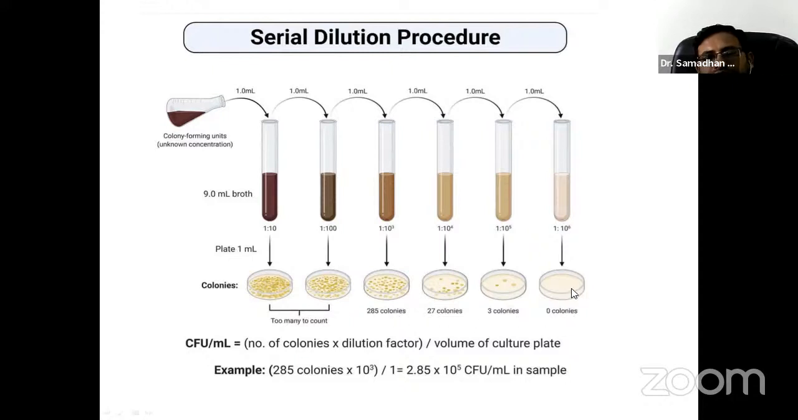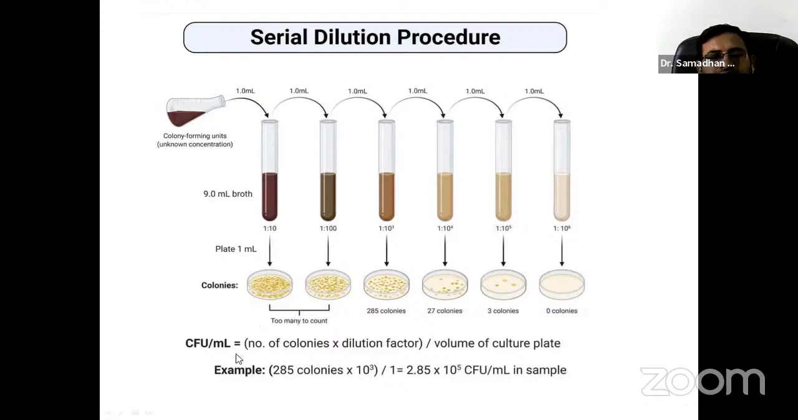After plating, you can see that the first and second dilutions have so many colonies, too many to count, so you should avoid those because errors may occur. You can see 10 to the power 3, 10 to the power 4, and 10 to the power 5 have fewer colonies. It is better to go for 10 to the power 4 and 10 to the power 5. At 10 to the power 6 you can see no colonies. Likewise, it may be there, but it is just a depiction.